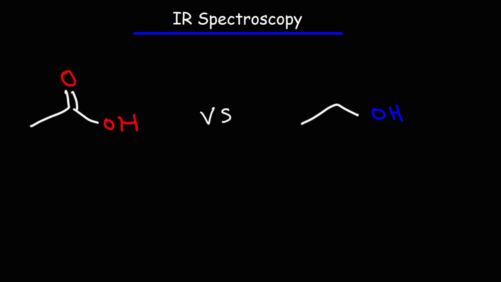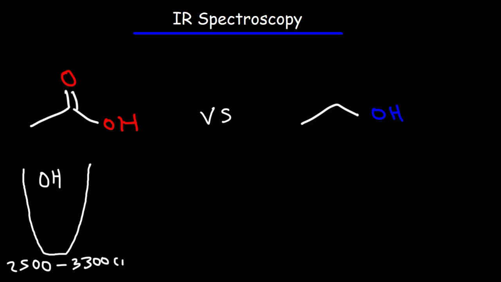In this video, we're going to focus on IR spectroscopy, specifically how to use it to identify functional groups in organic molecules. So let's compare the carboxylic acid with an alcohol. When you have a carboxylic acid, you're going to have a very strong, very broad OH stretch. This OH stretch shows up at a signal between 2500 and 3300 centimeters to the minus 1, which is a type of wave number.